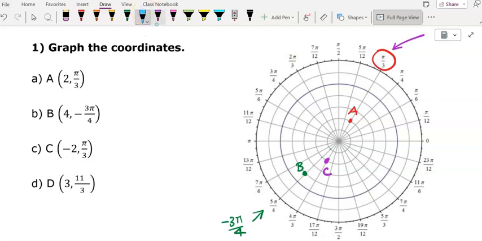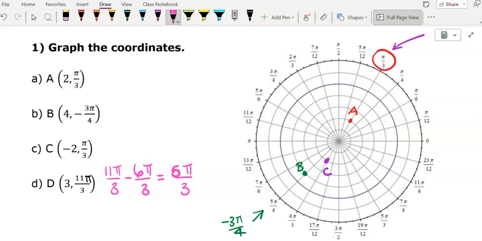And then D is at 3, and that should actually be a pi. I'll go ahead and just write it in there. So is that 3, 11 pi over 3. Well, 11 pi over 3 is not between 0 and 2 pi. That's okay. I would just do 11 pi over 3, and I'm going to subtract 2 pi, so 6 pi over 3. If I subtract that, I get 5 pi over 3.